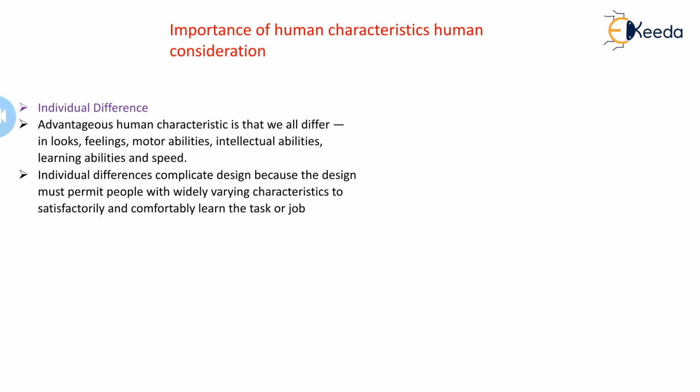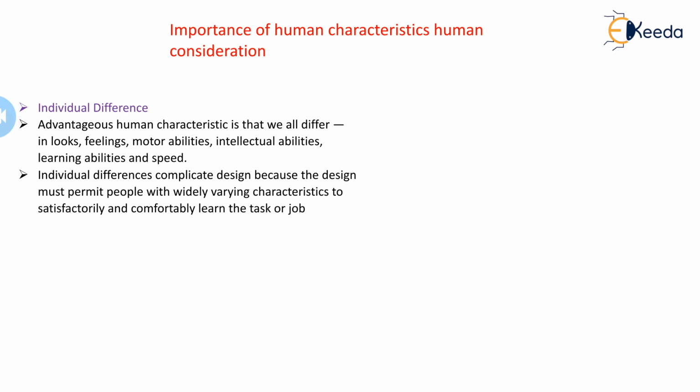Then you have individual differences. Individual differences happen because they depend on the person. In reality, I cannot say that 50% has this and 50% has that. Everyone has a difference in opinion, in viewing, and in understanding. A complicating but very advantageous human characteristic is that we all differ in looking, feeling, motor abilities, intellectual abilities, learning abilities, speed, and so on. For simple tasks like text editing, the fastest users are 1.8 times speedier than the slow users.